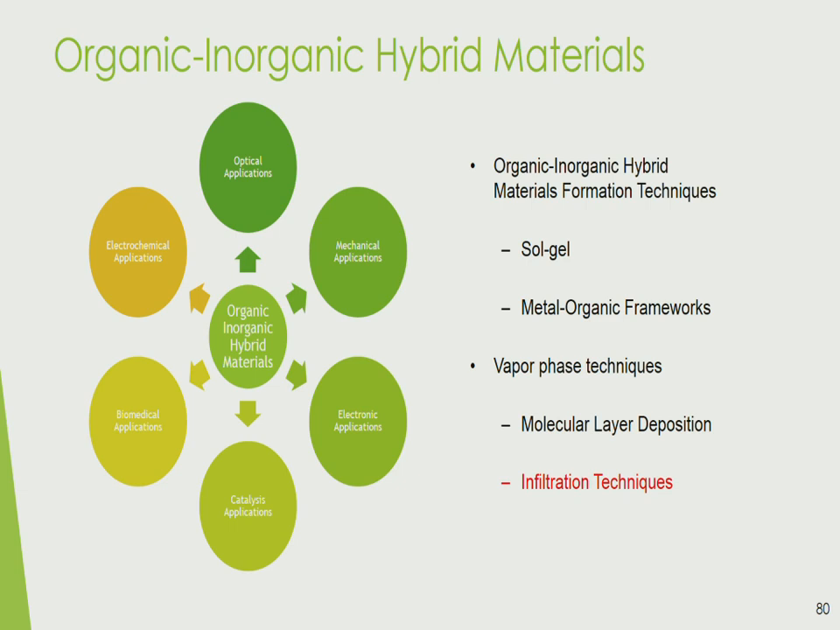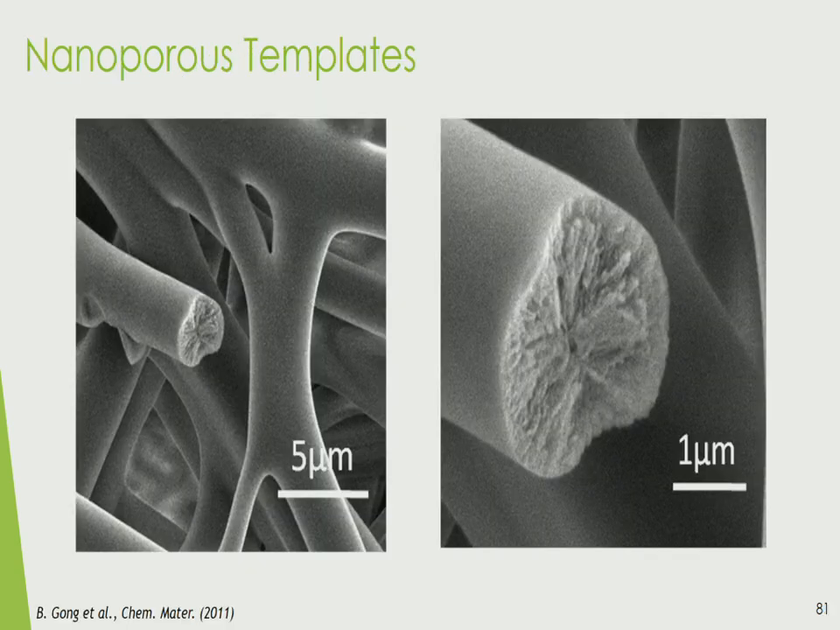So what would these be used for if we can actually make them? There's been a lot of work on hybrid materials, obviously, where there are a lot of electrochemical, optical, mechanical, and electronic applications, catalysis. You can do some biomedical work with it. And people have been making this with sol-gel or metal organic frameworks for some time. But it would be really cool to do this with MLD and some of the infiltration techniques. And so we're looking at the infiltration techniques here.